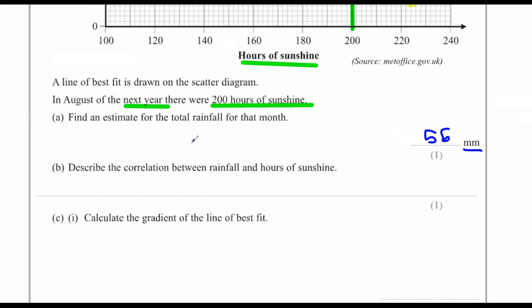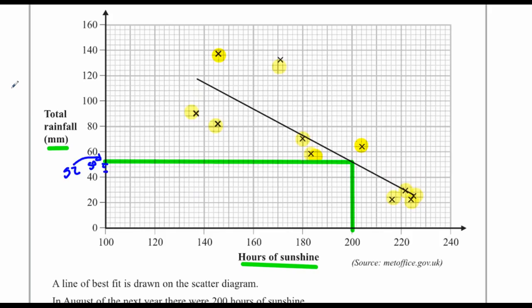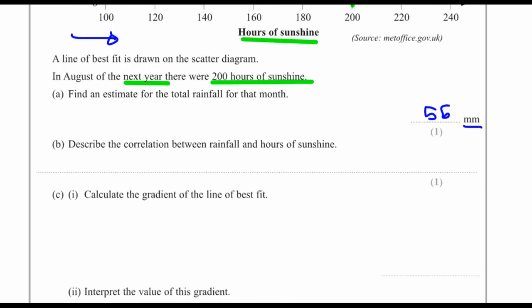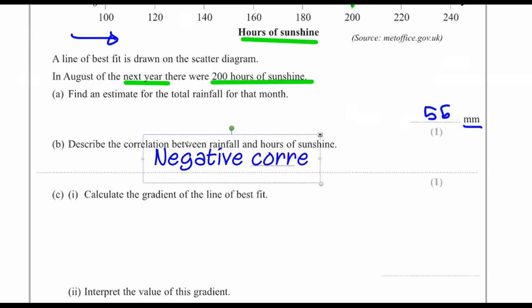Describe the correlation between rainfall and number of hours of sunshine. Reading from left to right, our line is sloping downwards, so it's negative correlation. This gets asked in just about every paper. Describe the correlation. Negative correlation. Calculate the gradient of the line of best fit.